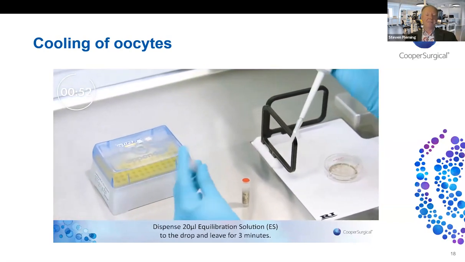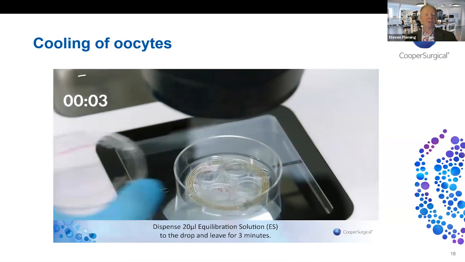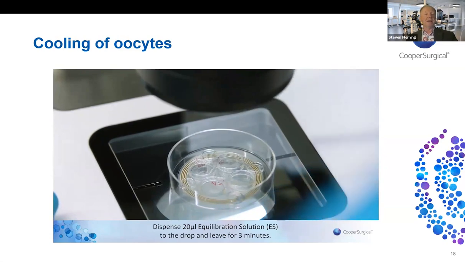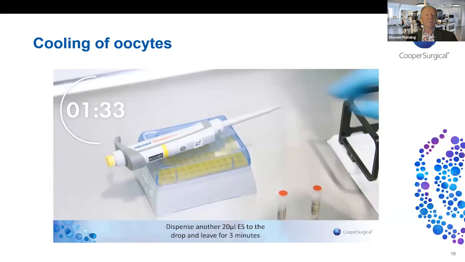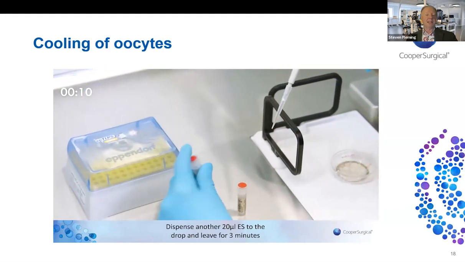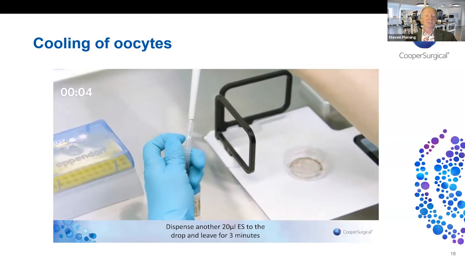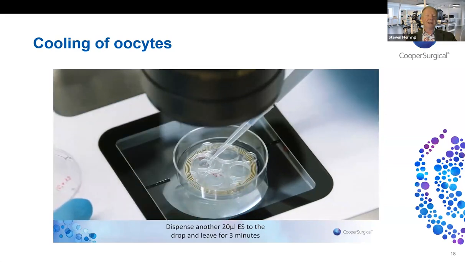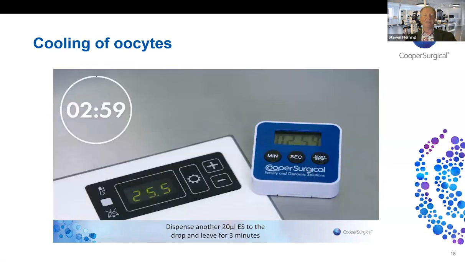And then the next step is to make sure you've mixed your room temperature equilibration solution and add 20 microliters to that 20 microliters of your buffer with the oocytes. And then equilibrate for 3 minutes. And then follow that up with another 20 microliters. So just gradually, slowly increasing the concentration of the equilibration solution surrounding the oocytes. So another 20 microliters there. And again, leaving them at room temperature for another 3 minutes.